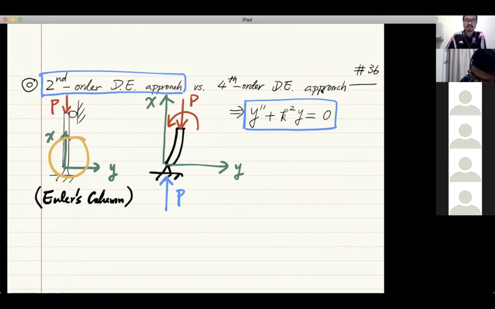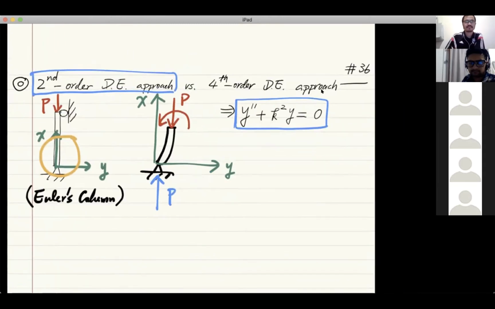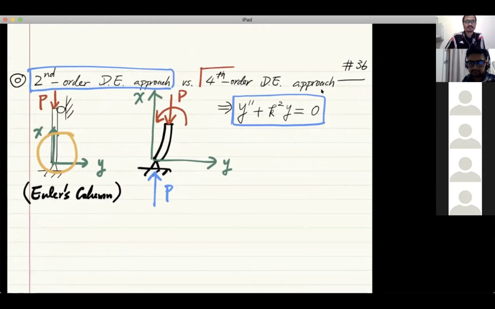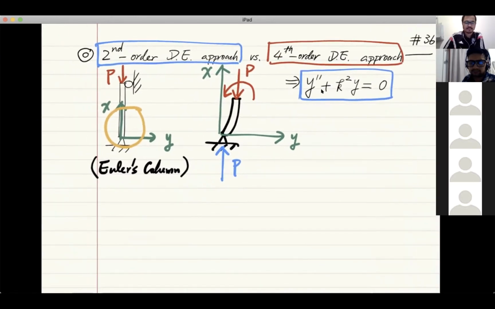And we did this problem and we used the second order differential equation approach many times in this class so far. The other approach, which I'd like to touch a little bit now, is a fourth order differential equation. Exactly the same problem, exactly the Euler's column.